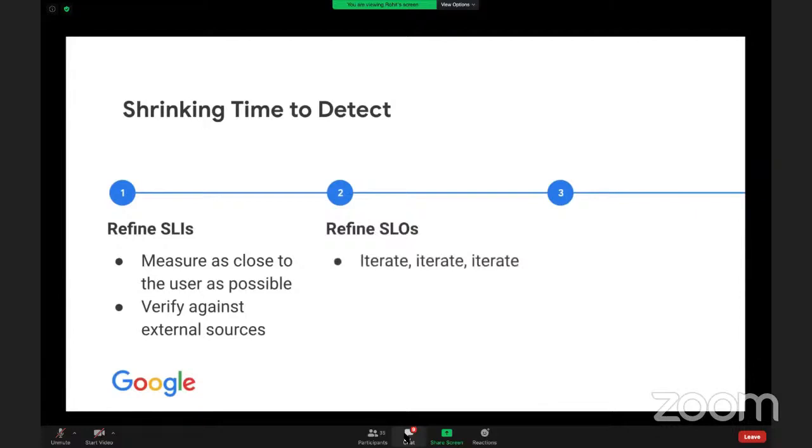Just as you iterate with your SLIs, you need to iterate on your SLOs. Your SLOs are your target values for SLIs, and you need to align them with your users' expectations. It is not usually obvious what your users actually need. So you should adjust your SLO target over time as you learn more.